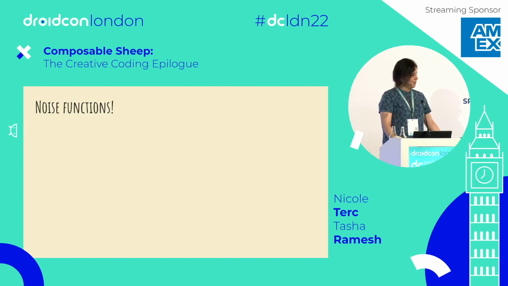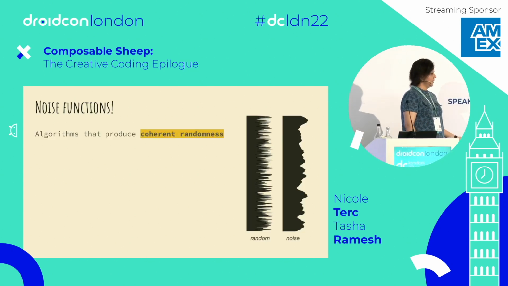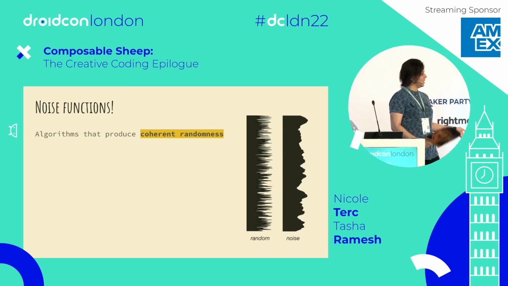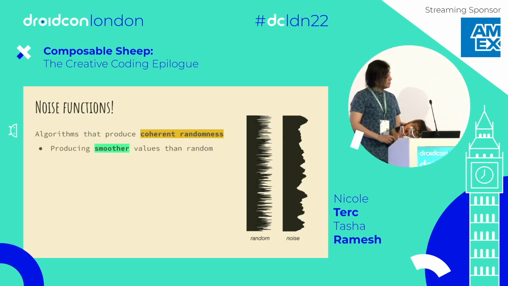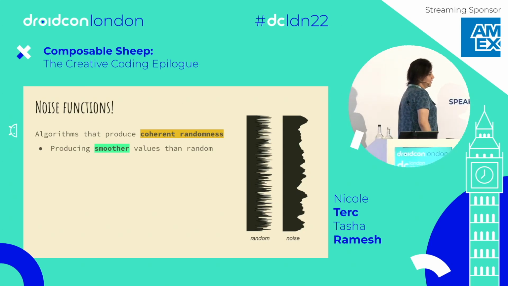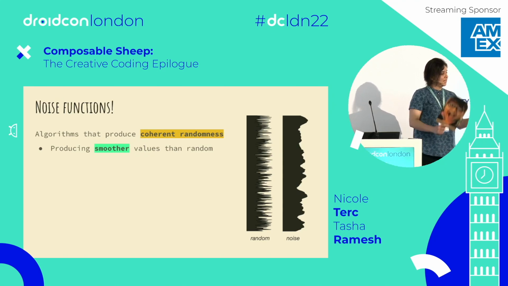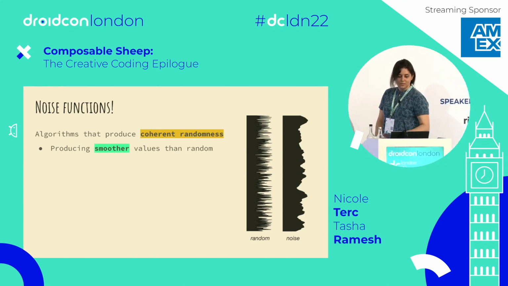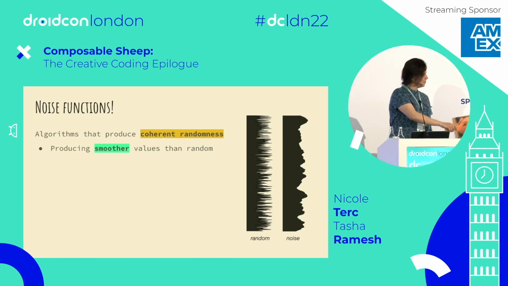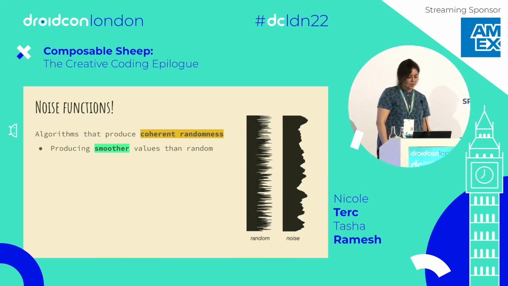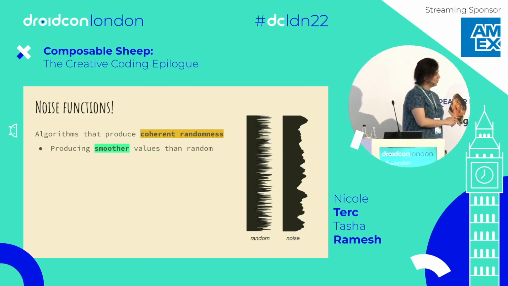So, what are noise functions? In summary, noise functions are algorithms that produce coherent randomness. This means that we're going to obtain a smoother random value. This is because each of the values in this algorithm is related to the previous and next values. That's why when you go random, there's no relation between them, so the value can jump to minimum and maximum without any reason. But with noise, you get this wavy pattern because the next value is related to the previous one.